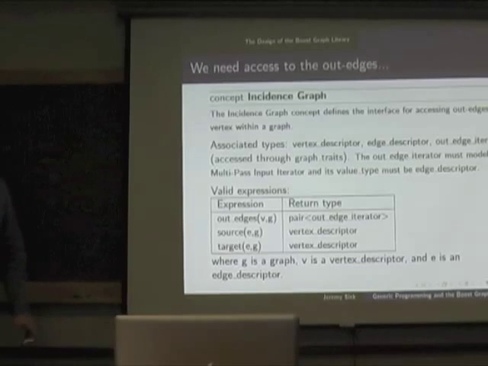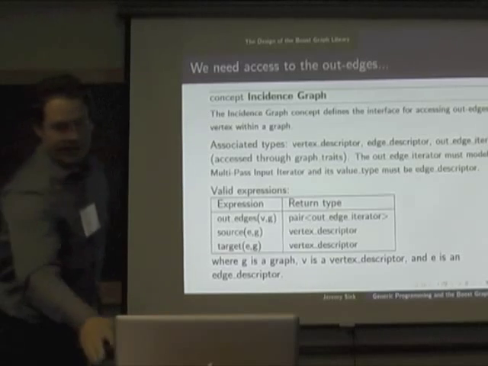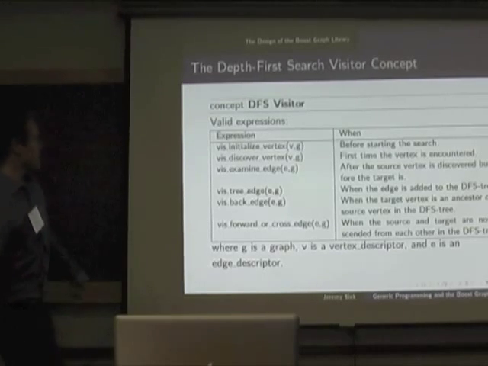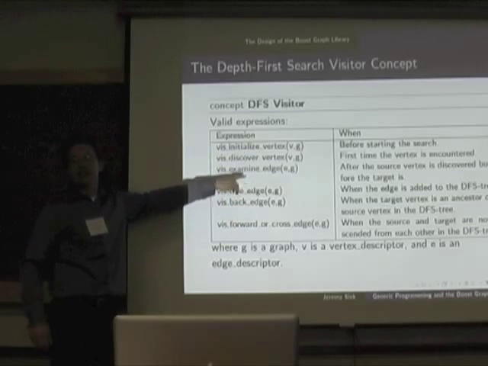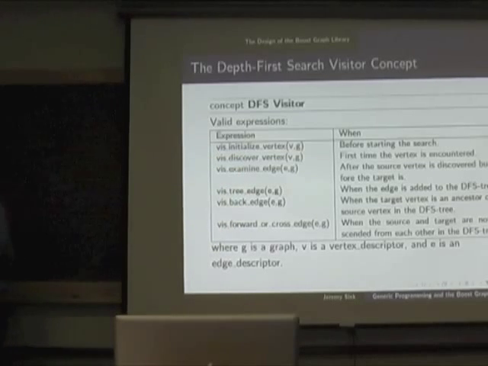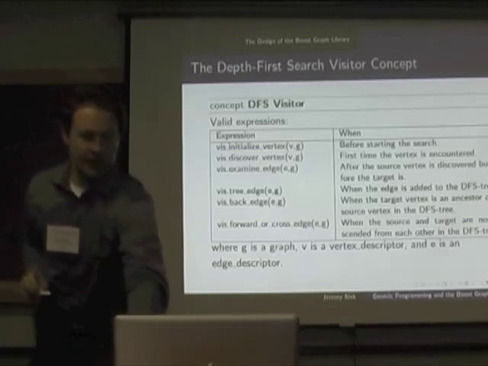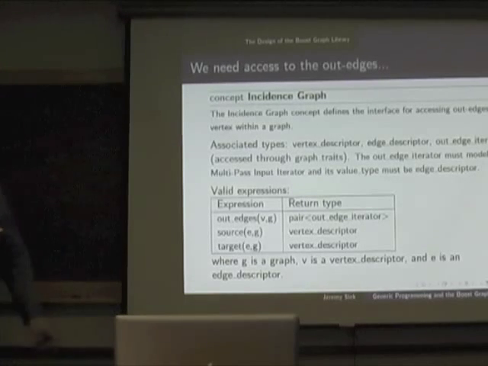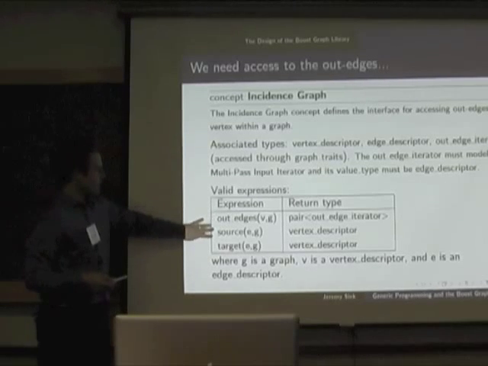One more concept. One thing you'll notice is that when we started talking about this DFS visitor, we started talking about edges, not just vertices. So instead of just saying who's adjacent to me, you also want to talk about the edges. On the next slide, this incidence graph concept gives you access to the edges that are incident to the current vertex. So you can ask for the out edges, and you can ask for the source and the target.